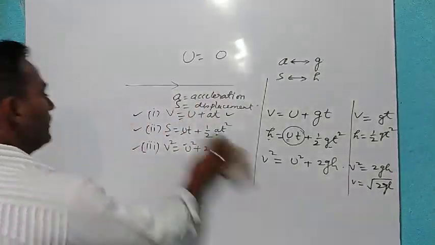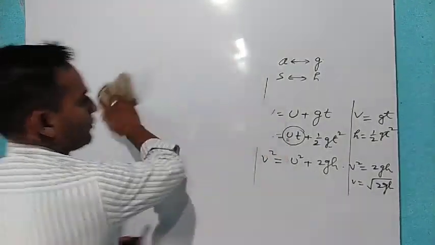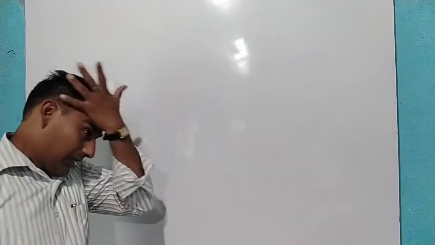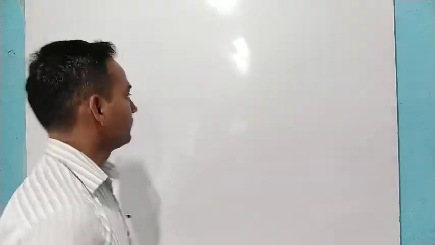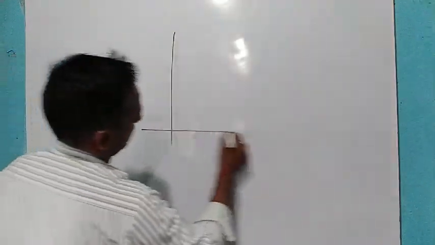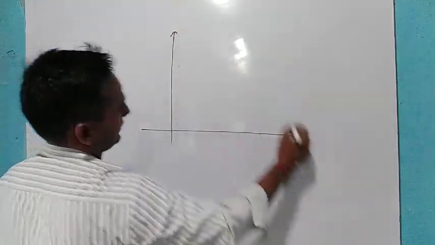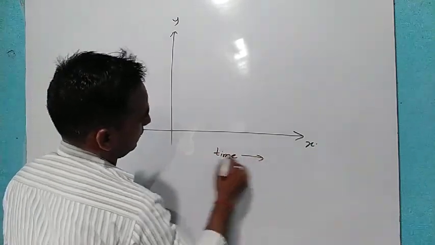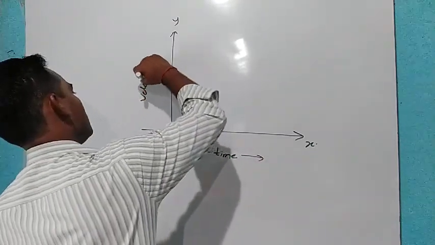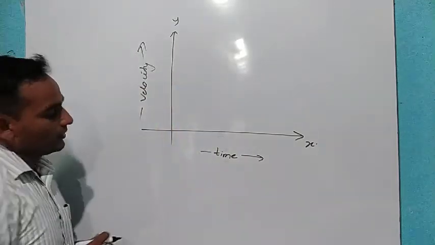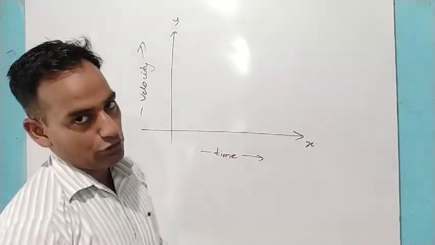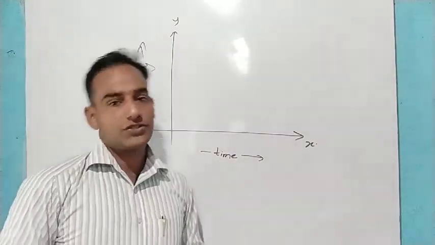Now, let us see how these three equations of motion can be derived with the help of the graphical method. So, let us assume any object. Let this be a graph. This is the x-axis, this is the y-axis. The x-axis is for time. This is for velocity. So for the derivation of these three equations of motion, we will have to draw a velocity time graph.